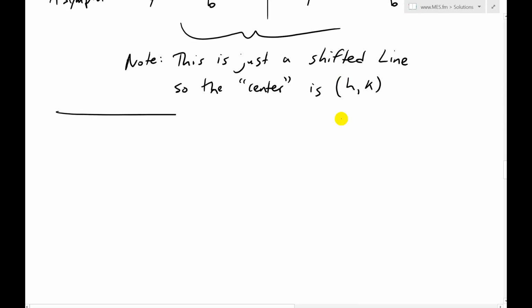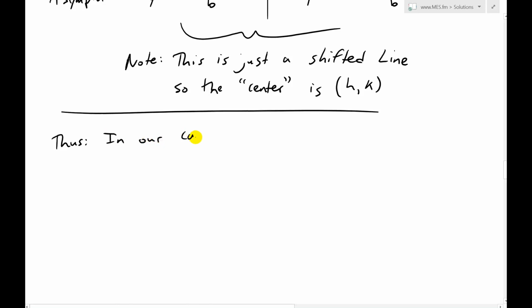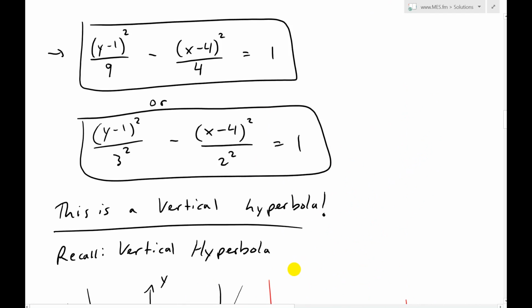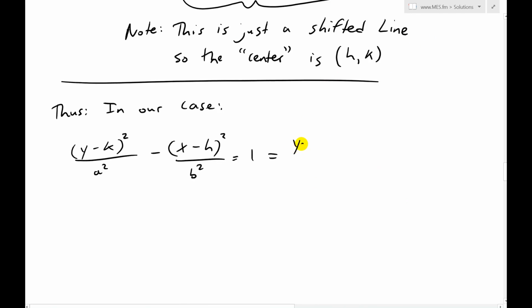So putting all this together, thus in our case, I'll just write that new shifted formula: y minus k squared over a squared minus x minus h squared over b squared equals 1. Now with the values, scroll all the way back up, we have 1, 4, and then 3 and 2. So we get y minus 1 squared over 3 squared minus x minus 4 squared over 2 squared equals 1.